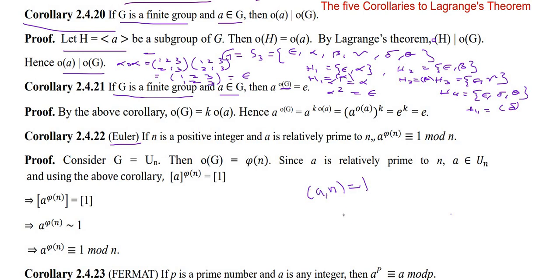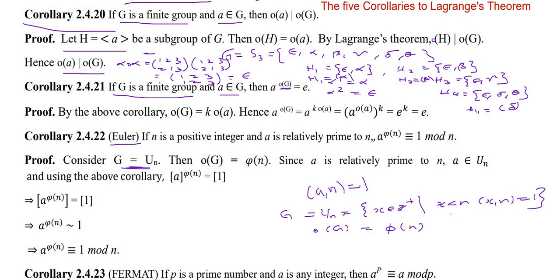Now here we are going to consider this group which is already discussed. So Un, by the definition, is nothing but all those positive integers which are less than n and relatively prime to n. So this is that collection Un. So this is now taken as G, and how many such elements will be present, that will give the order of G. Order of G is nothing but the Euler's phi function, namely phi of n.